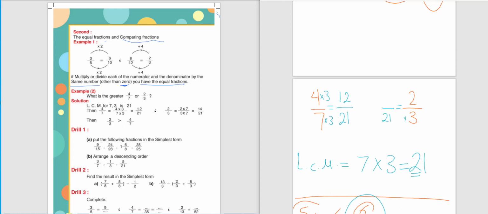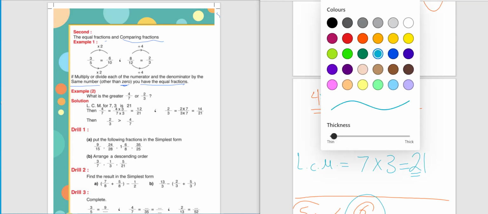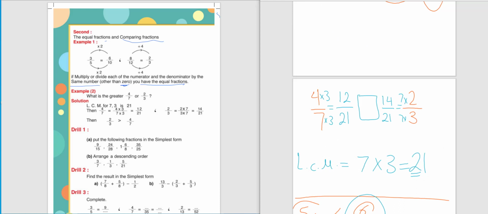And here the denominator equal 21. 3 times 7. So also 2 times 7. 2 times 7 equal 14. So what is the greater? Same denominator but different numerator. The greatest numerator, the greatest fraction. Okay, so 14 over 21 more than 12 over 21, because here 14 is more than 12.